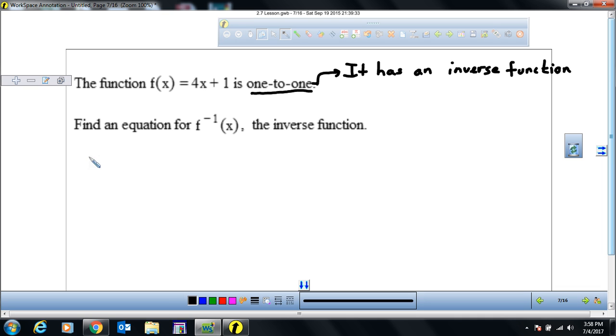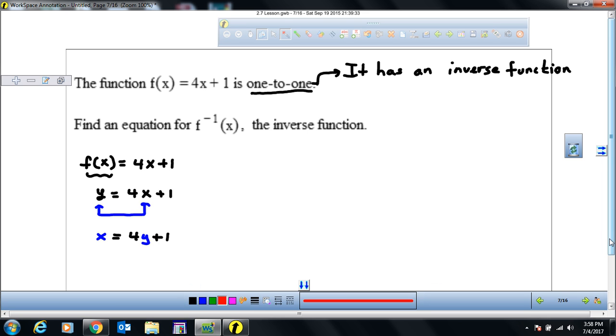First of all, on this function f of x equals 4x plus 1, the first step in the process is that I need to change the f of x to a y. So that's y equals 4x plus 1. Second step in the process, we need to interchange x and y. Y becomes x and the x becomes y. That's it. Then my step 3, I need to leave the y by itself.